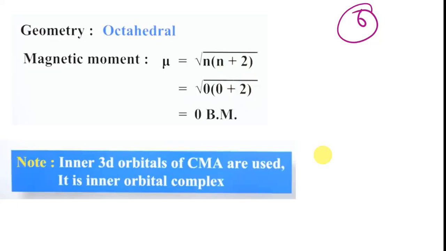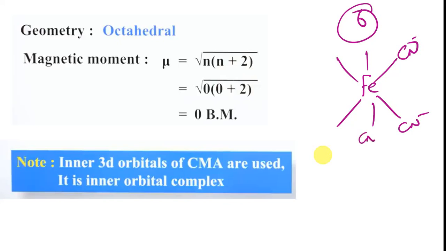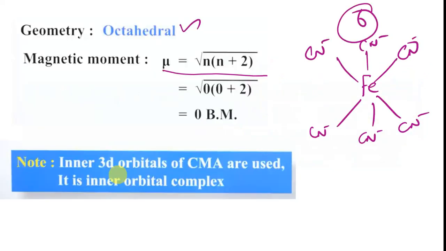Octahedral complex in the sense, here Fe is in the center. This is the structure of the octahedral complex, with CN minus at each of the six positions. So the structure is octahedral. And the magnetic moment is calculated using the formula mu is equal to root of n into n plus 2. What is the number of unpaired electrons here in the final stage? There are no unpaired electrons, so n is equal to 0. Then the value will be 0 BM, where BM means Bohr magneton.